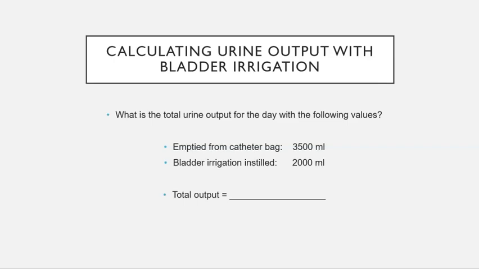So looking at this example problem, what is the total urine output for the day with the following values? You emptied 3,500 milliliters from the catheter bag total, and you know that you instilled 2,000 milliliters of normal saline for bladder irrigation. In this case, your total output would be 1,500 milliliters.